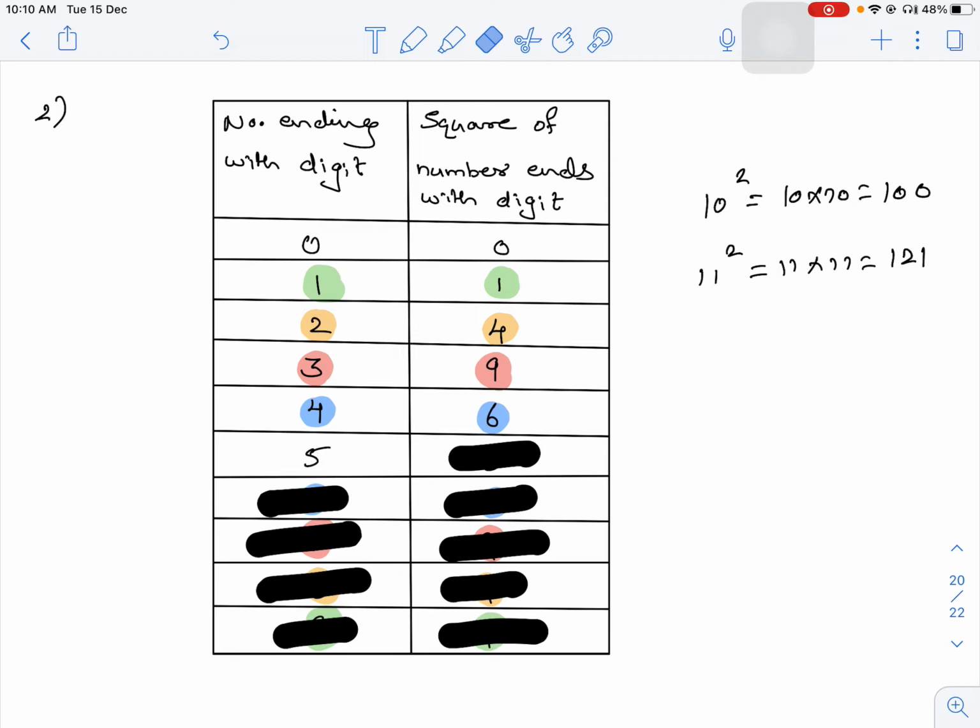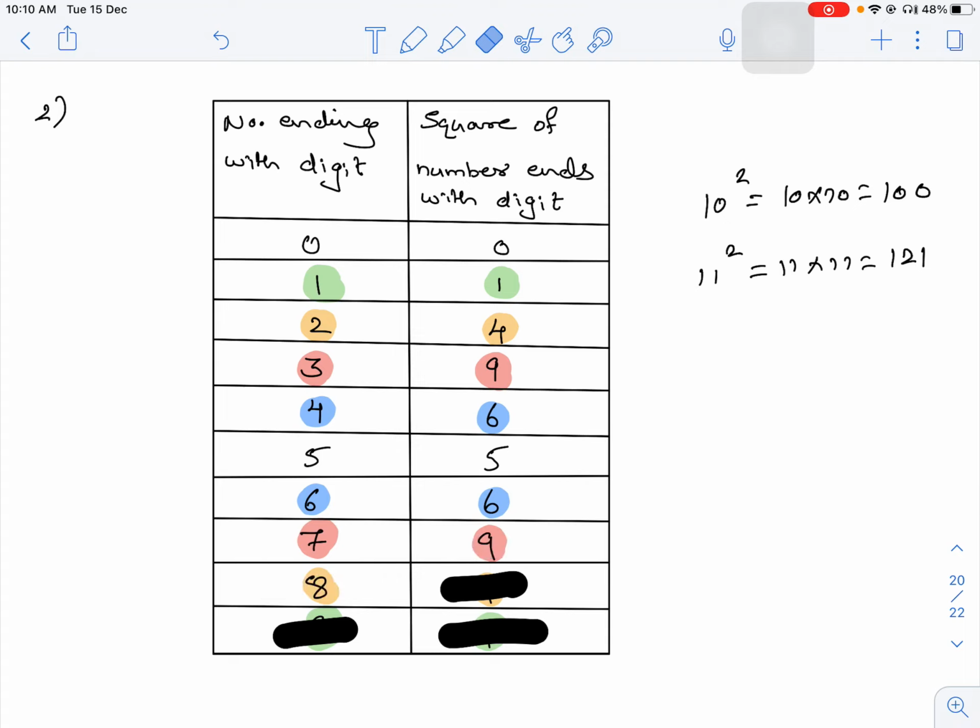A number ending with 5, its square will end with 5 only. A number ending with the digit 6, its square will end with 6. A number ending with digit 7, its square will end with 9. A number ending with digit 8, its square will end with 4. And next one, 9 with 1. Here I have highlighted that if a number is ending with 1 or 9, its square will end with 1 only.